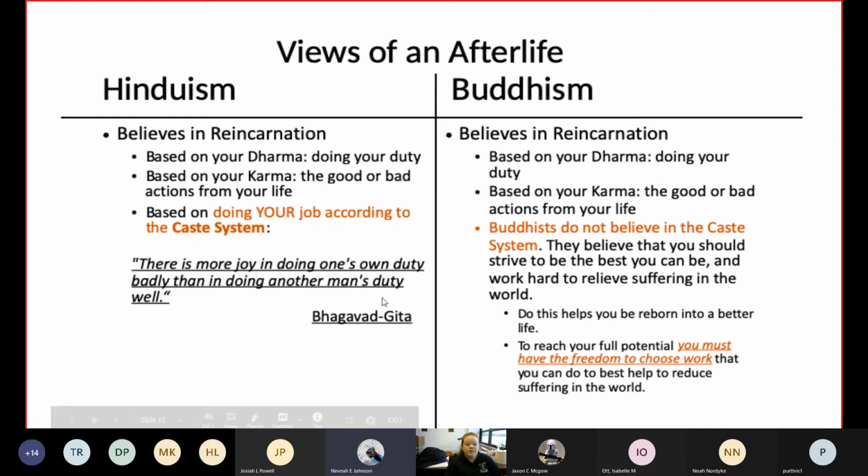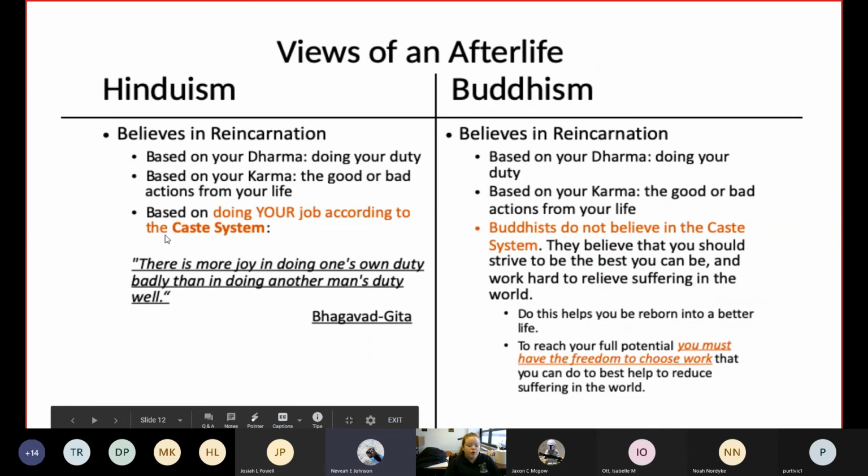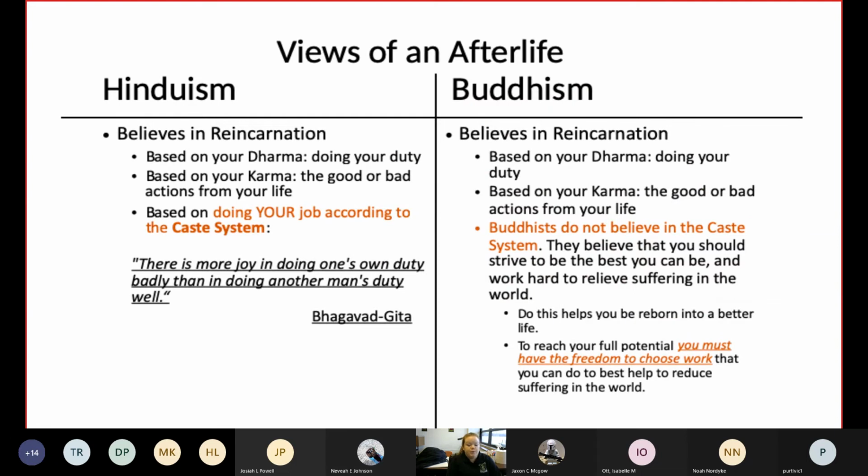So the difference between these two charts, what's the difference? A caste system? Yep, one believes in the caste system and one does not. So on the question on your notes that says, based on the chart, what is the difference in how Buddhists and Hindus view Dharma? It's that the Hindus believe it's based on your caste system, and Buddhists do not believe in a caste system. So that's what you should write. Hindus believe it's based on your caste system. Buddhists do not believe in the caste system.